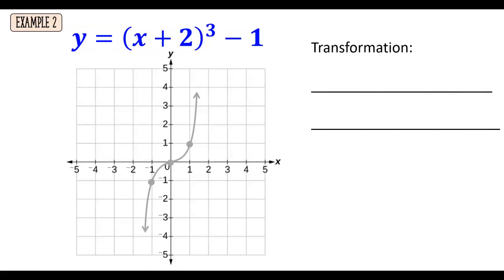Example 2. So once again, we have the parent function on the original. Remember, we have inside of a parentheses of a cubic function, insiders lie. So instead of right 2, this is really going left 2. So it moves left 2. Write that down. And then the minus 1 out here is vertical. Minus is down, so down 1. Make sure you write that down.